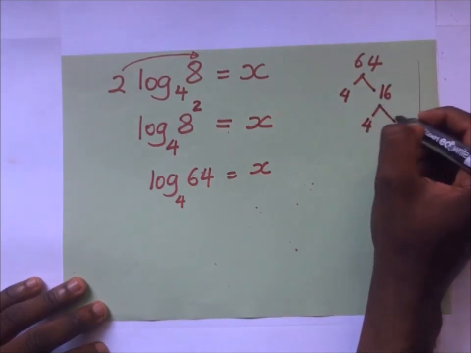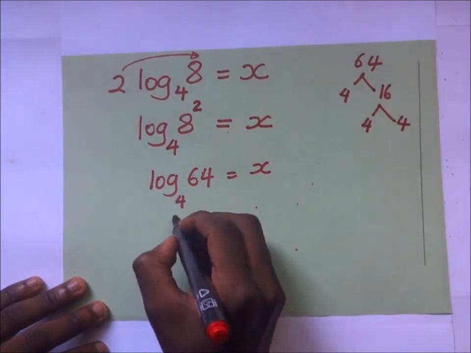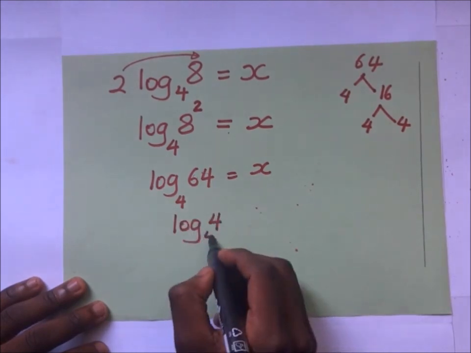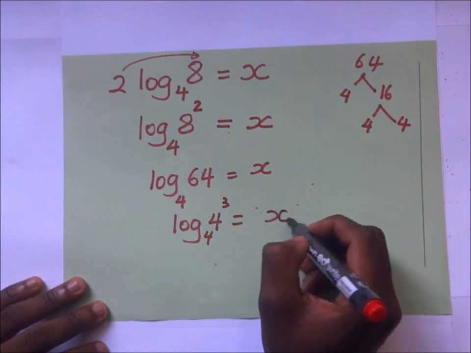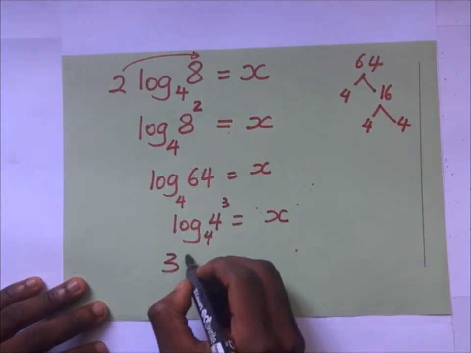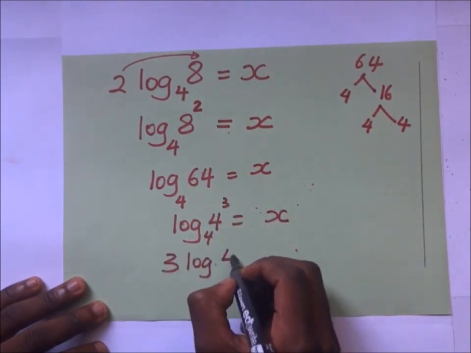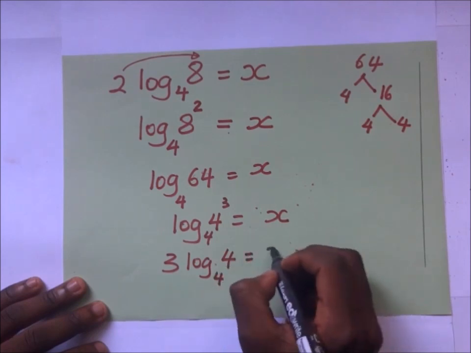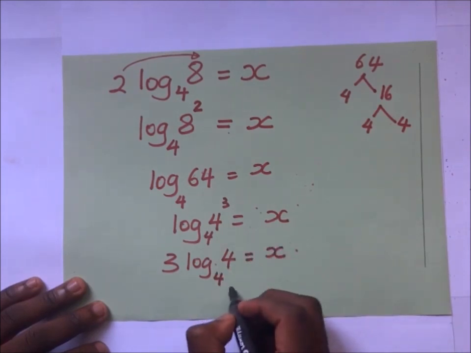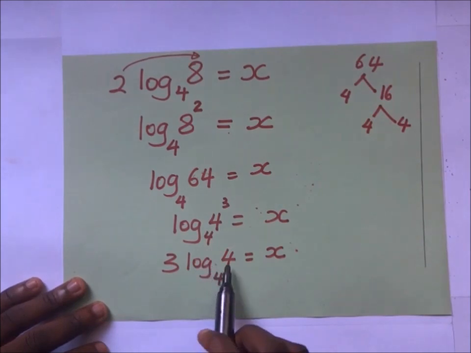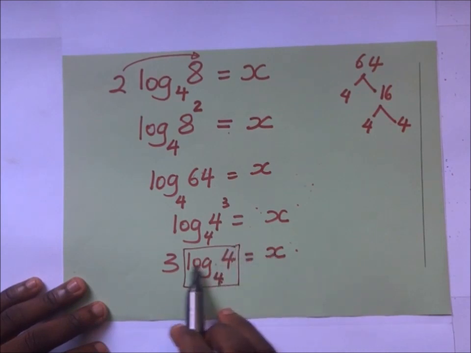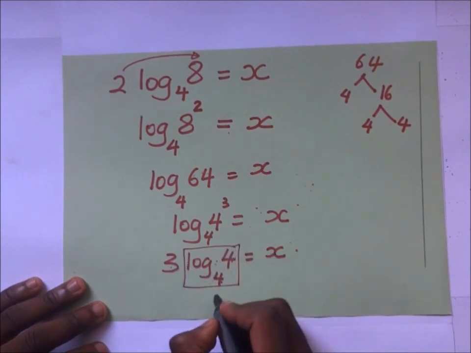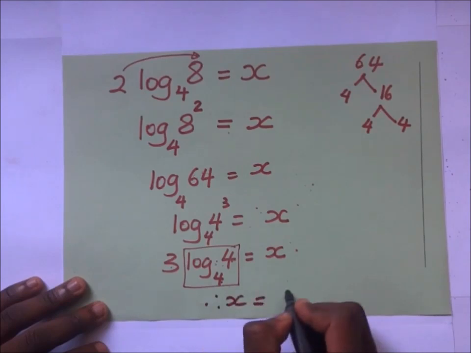When we divide that by 4, it gives us 4. So it means that this is the same as the logarithm of 4 to the power 3, base 4, is equal to x. So this is the same as 3 log of 4 base 4 is equal to x. And definitely, when you have log of 4 and its base is also 4, this is equal to 1. So x is going to be equal to 3 times 1, which is 3. So therefore our value of x is 3.